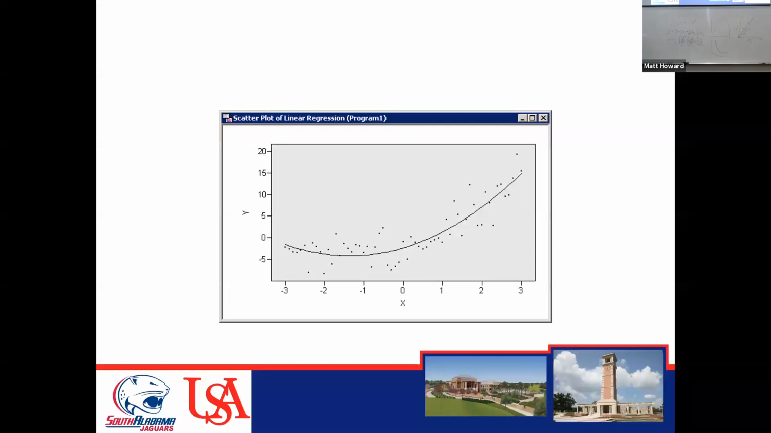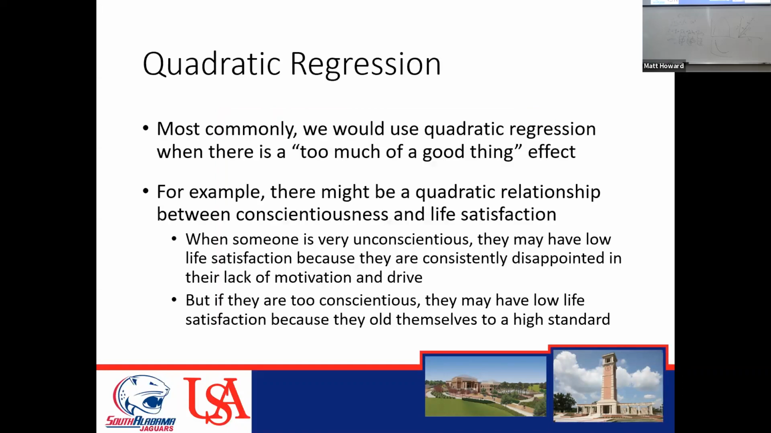Okay. And once again, this is a visual demonstration of what your regression line might look like when running a quadratic regression. Okay. Most commonly, we would use quadratic regression when we think there's a too much of a good thing effect. The quadratic regression is often used when we think that an x variable might positively impact a y variable up to a certain extent. That once this x starts going up, it's good, it's good, it's good, we're happy, but then suddenly you're going to reach an inflection point where too much is a bad thing.